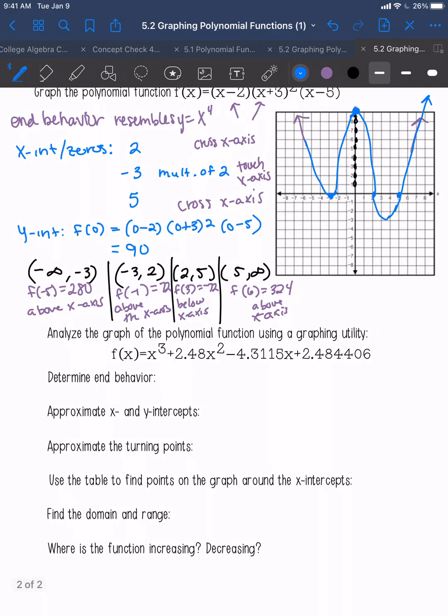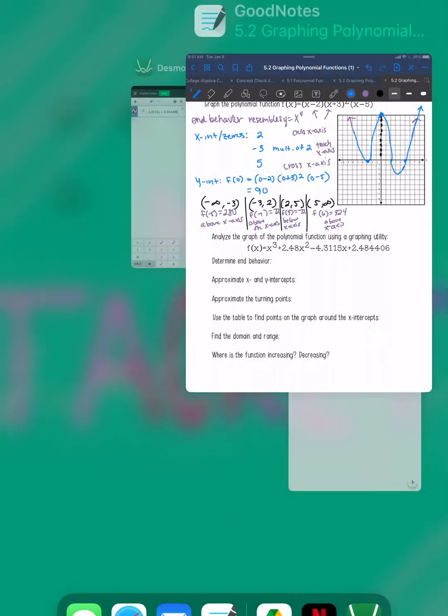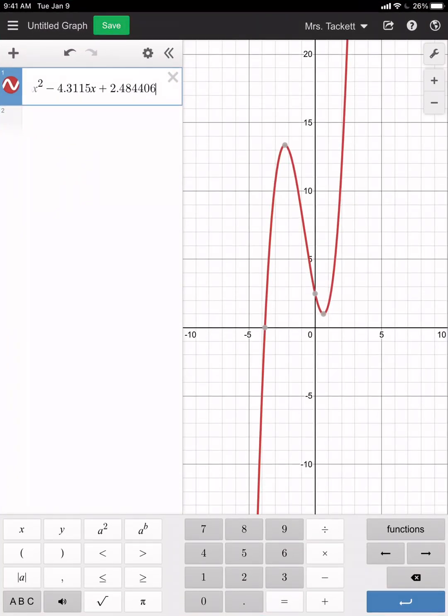And last one here, we're going to analyze the graph using a graphing utility. You can use your TI-84 or 83. I'm just going to use Desmos, it's easiest for me to show you that way with my iPad. You would just type that function in, and when you do that, this is what you get. If you're doing it on your TI-84, you'd probably need to change your window a little bit so that you could see the whole thing.